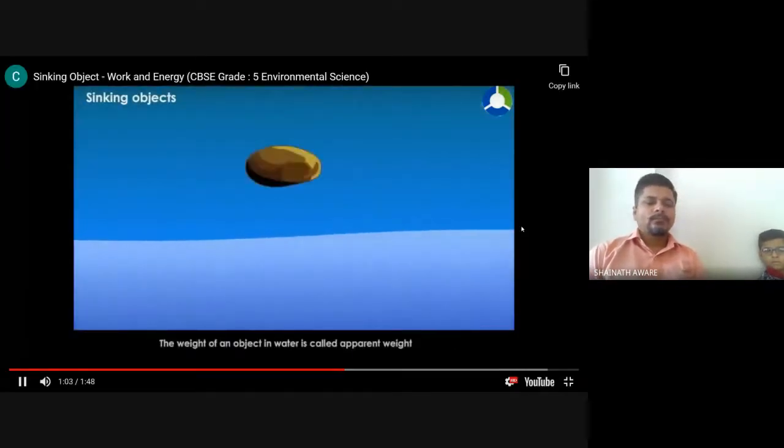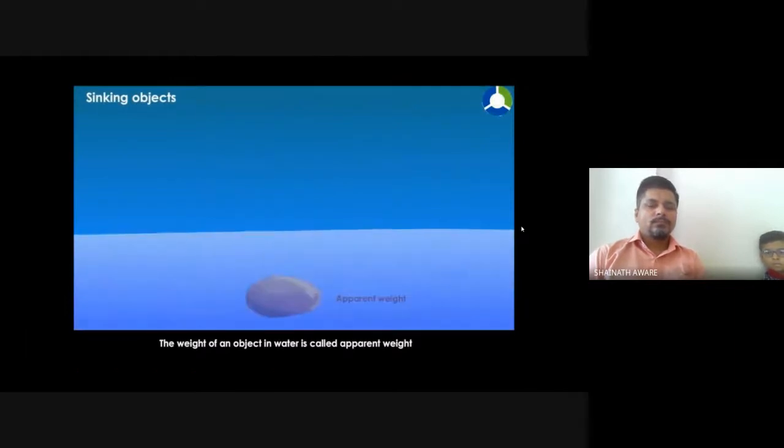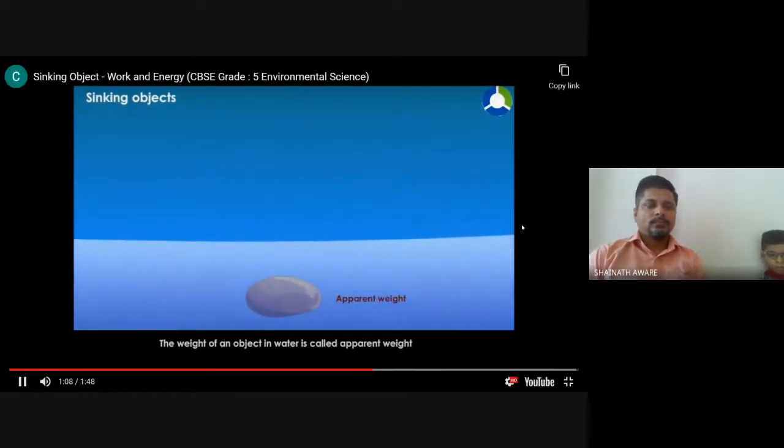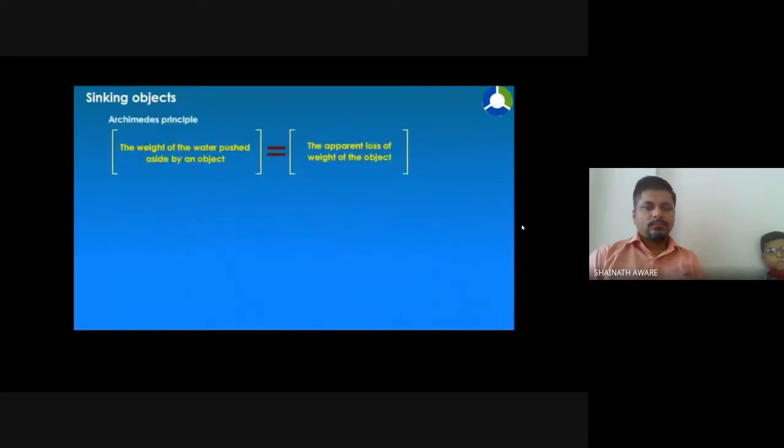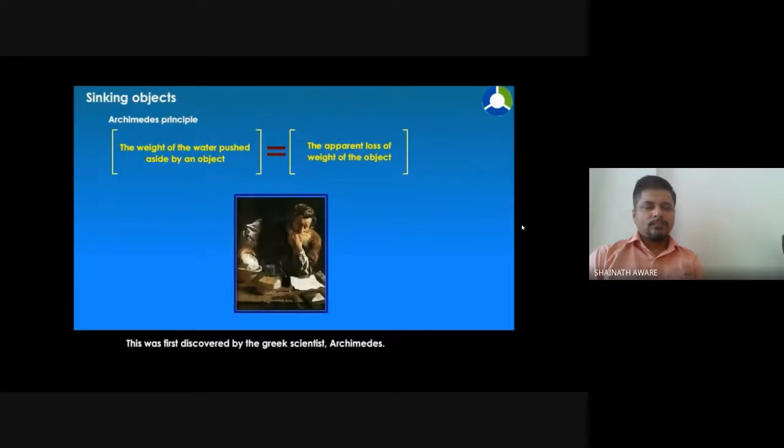The weight of an object in water is called apparent weight. The difference between the actual weight and apparent weight of an object is equal to the weight of the water displaced by it. The weight of the water pushed aside by an object is equal to the apparent loss of weight of the object. This fact was first discovered by the Greek scientist Archimedes and is called Archimedes' principle.